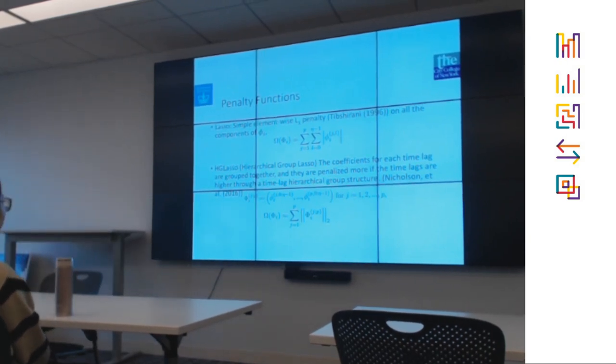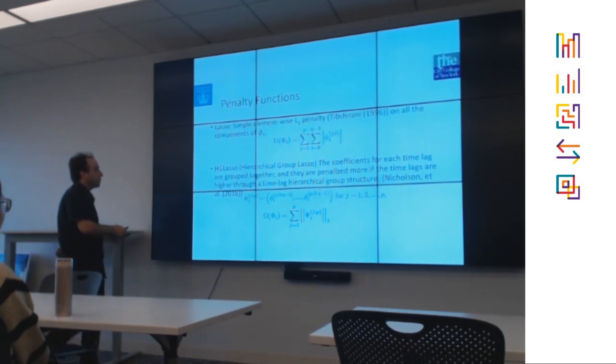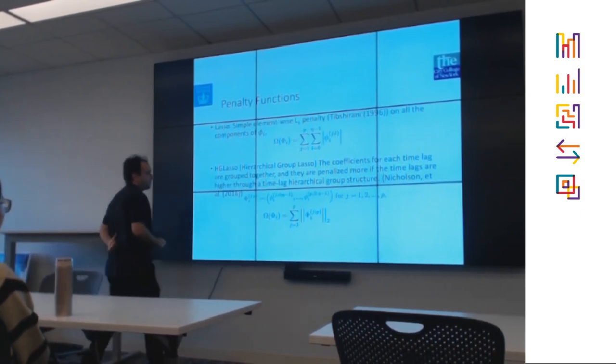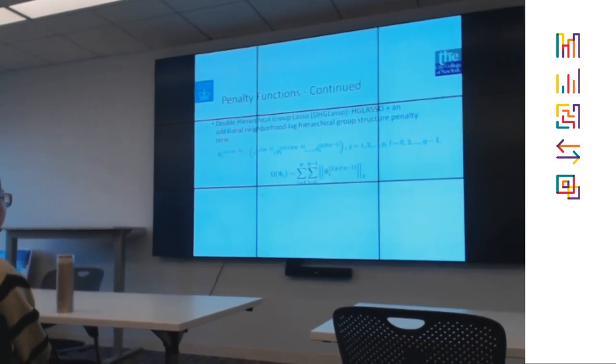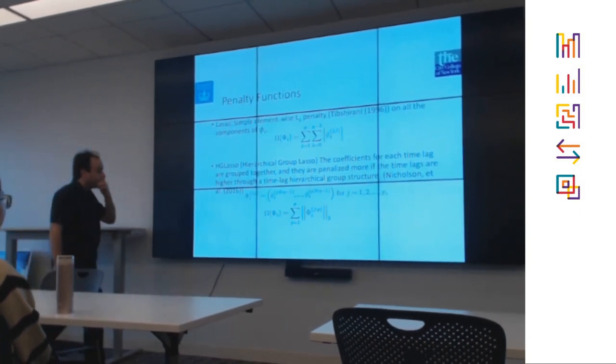But we wanted to do something specific to the model that we have here. So that's why we're defining hierarchical group LASSO and double hierarchical group LASSO. So what are these?